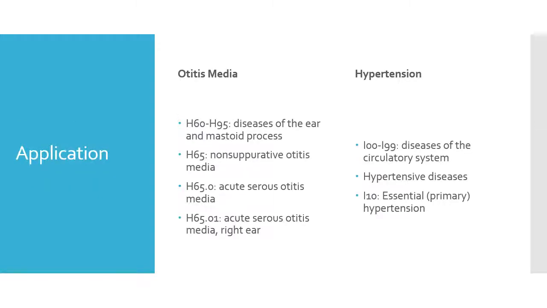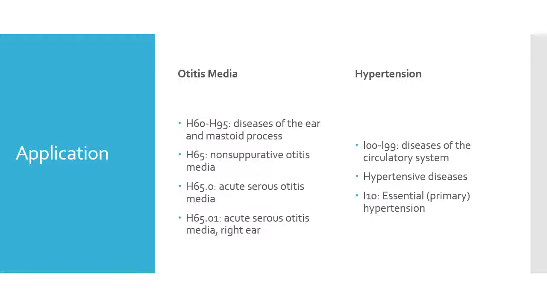Let's apply this knowledge you've just learned. You have a patient with otitis media that you want to code a diagnosis for. So you go to the chapter on diseases of the ear, which is H60 to H95. Do you see where that initial 3-character sequence comes from? Your diagnosis is non-suppurative otitis media, so you pick the H65 chapter.